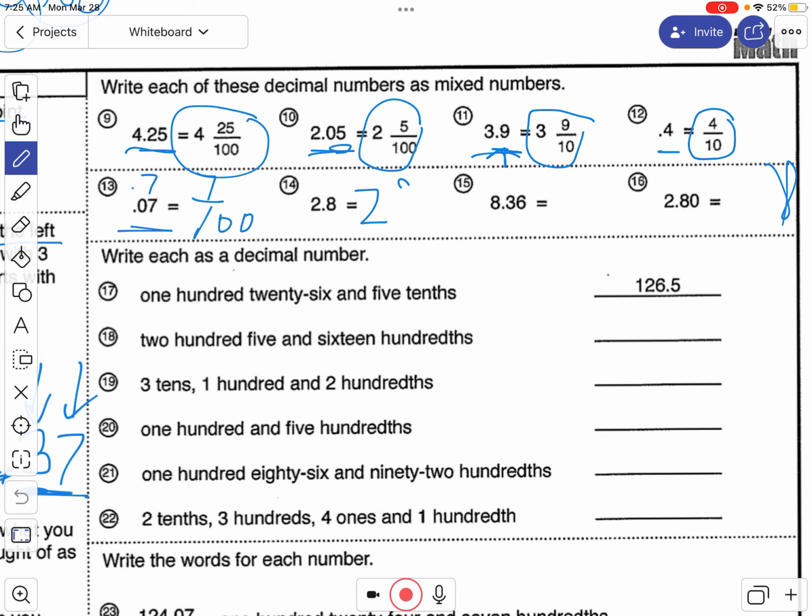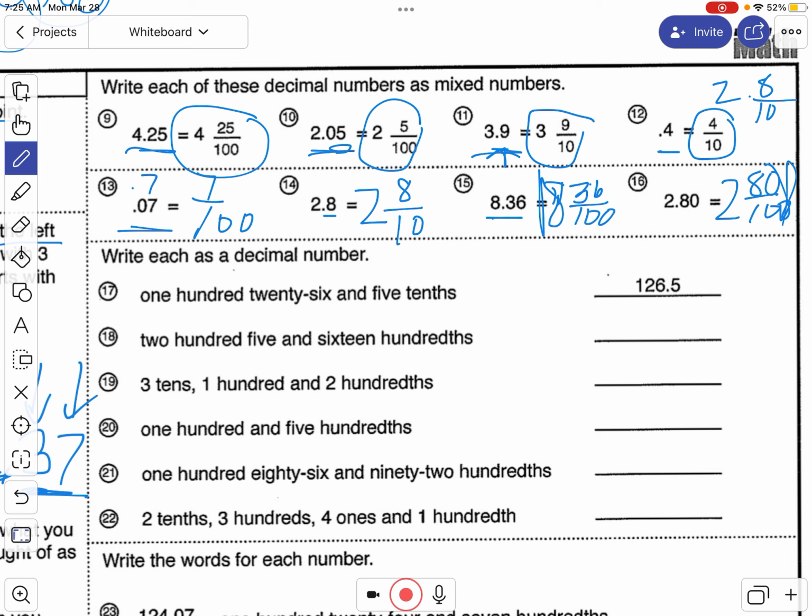2.8 is 2 and 8 tenths, because we only have one number after the decimal point. That's the tenths place. 8 and 36 hundredths, you got to write a big 8. Make sure your whole numbers are like twice as big as the numbers in the fraction. Notice how the 8 stands up tall compared to the fraction there. That's how you should write those. And then 2.80, you can write 2 and 80 hundredths, or if you want to write that as 2 and 8 tenths, you can do that as well.